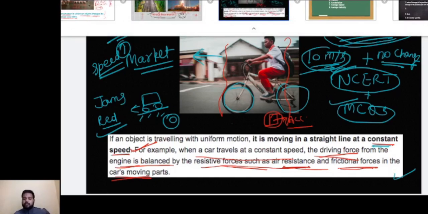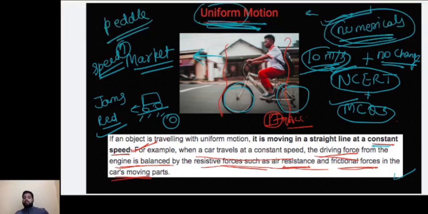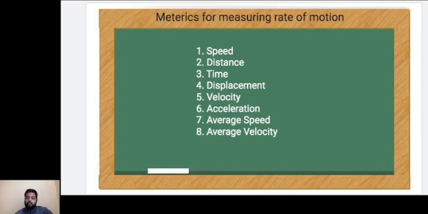Okay. So let me just ask you guys, if you are doing uniform motion, then you are traveling at a constant speed. Now you are telling me that only if I'm doing uniform motion am I at constant speed. So what if my speed is not constant? Because if you're traveling on a road, definitely your speed would be changing. You cannot maintain constant speed, guys.